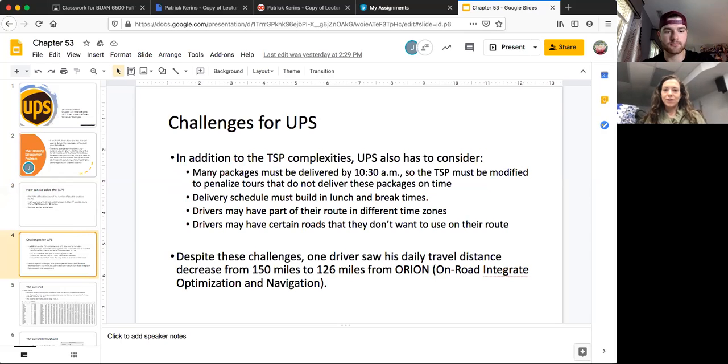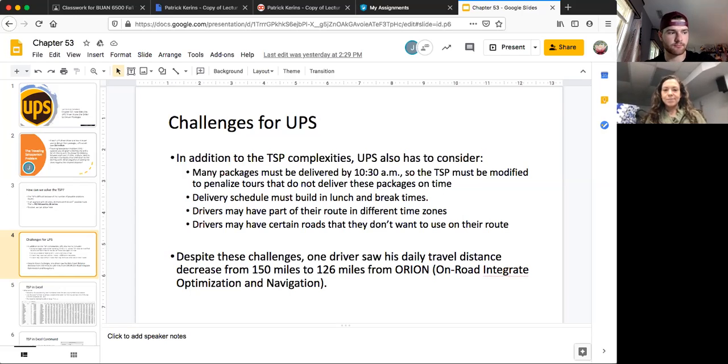And UPS in particular has quite a few complexities with their traveling salesperson problem. They can't just use a straightforward approach of finding just the shortest distances. They have contracts, and some packages have to be delivered by 10:30 a.m. So they have to modify the traveling salesperson problem to penalize tours that wouldn't deliver those packages on time. They also have to build in lunch and break times, and drivers in certain parts of the country could be on the border of two different time zones. And then they also might have certain routes that they don't want to use, like maybe the roads are unsafe, or there's a lot of traffic. There are different things to consider.